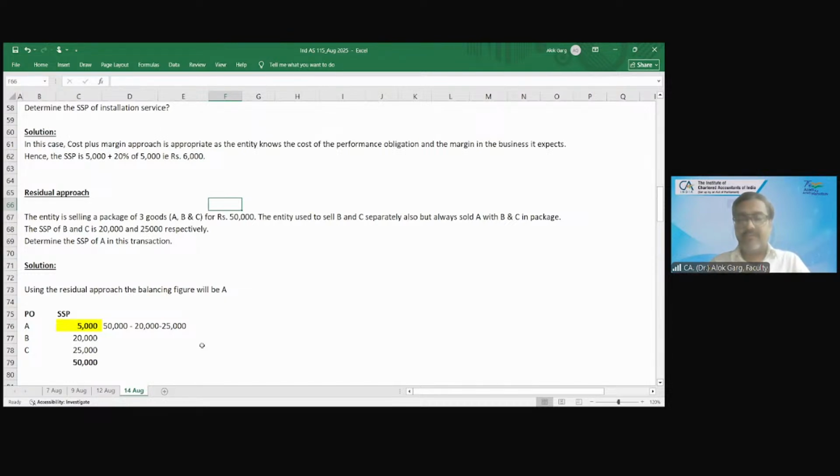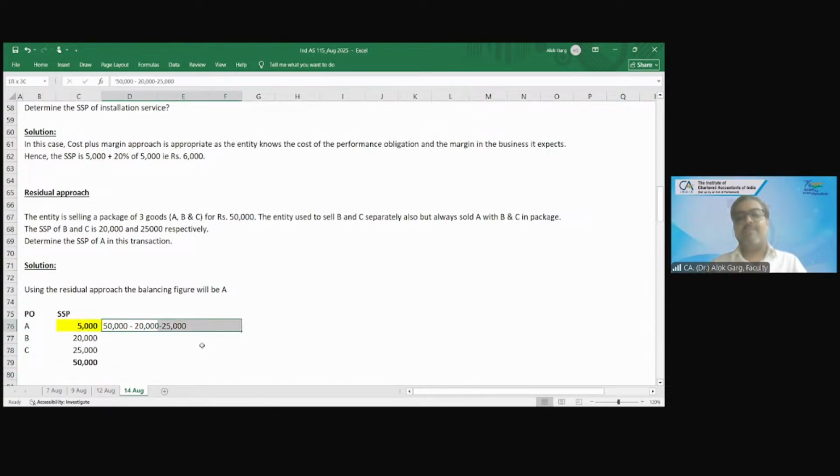Sir, in this case, 5,000. What is left after B and C is 5,000. Yes, 50 minus the price of B and C. B price is 20,000, C price is 25, so totally 45 is coming. The balance goes to A, so the residual will be treated as the price for A. A will be the balancing figure. The total value is 50,000, B is 20, C is 25, so A is 5,000.